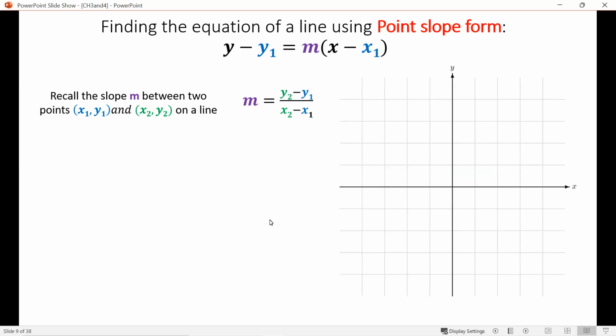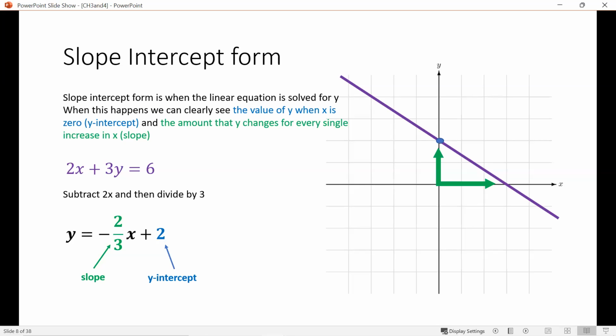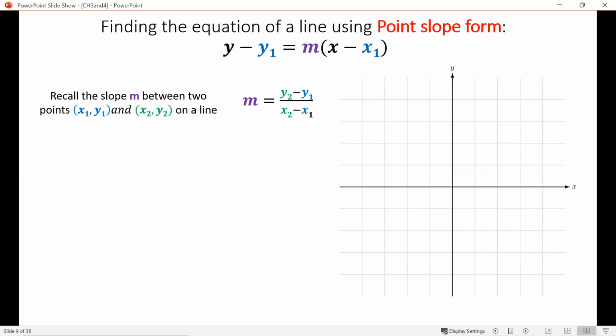So if we want to find the equation of a line, if we have the slope and we have the intercept, it's pretty easy, right? We can just use the slope-intercept form. But if we don't have that, if we just have, say, 2 points, or we have some point that isn't the intercept and the slope, then we're going to want to use point-slope form. Point-slope form is this right here, this equation right here, where the stuff in blue are the coordinates of one point, and this purple M is the slope. Okay.